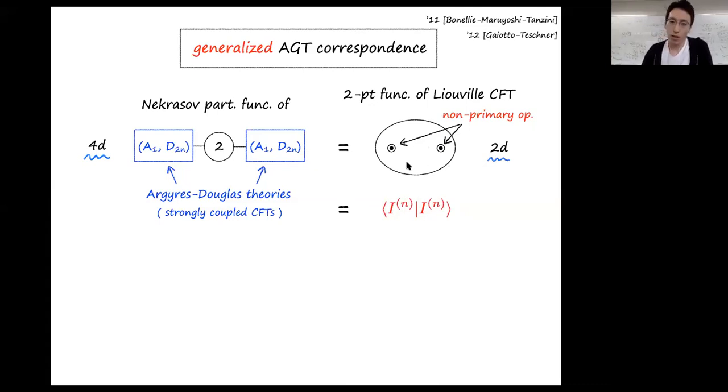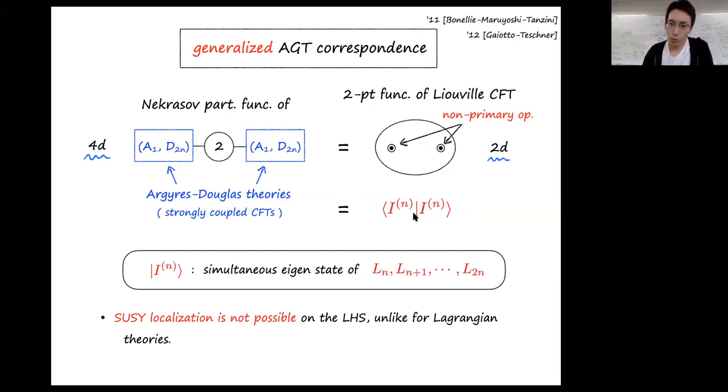And how crazy are these two operators? Well, these operators, or these two states, are actually simultaneous eigenstates of these Virasoro generators. I mean, N is this N, and it's a positive integer.